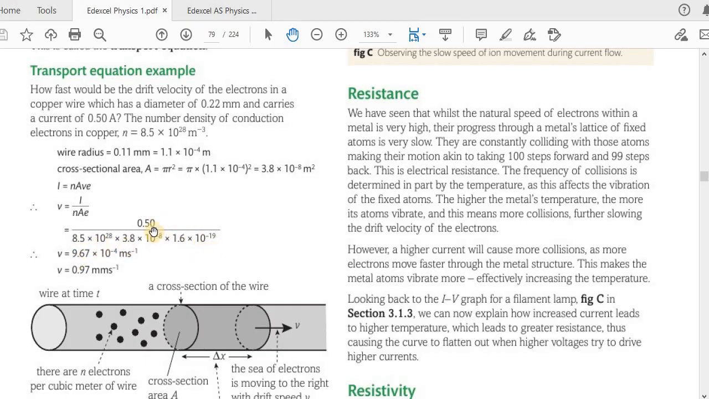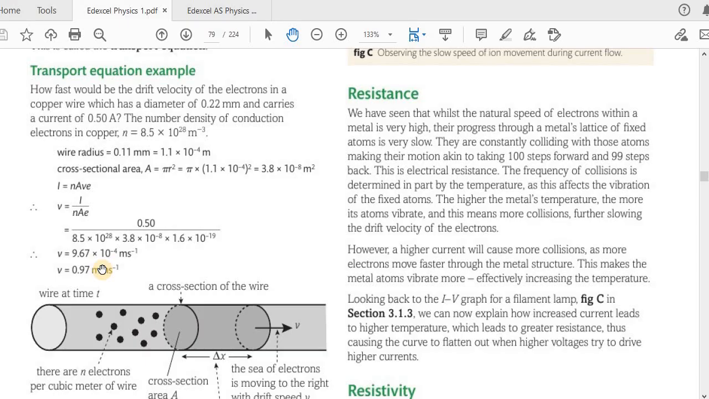Now simple, substitute. I is 0.50, n is the number density. You can see it's here in SI units. Then A is the area of cross section that we found here, again in SI units. Finally, e is the elementary charge, which is 1.6 into 10 to the power minus 19 coulombs. Everything here is in SI units, so your answer will also be in SI units.